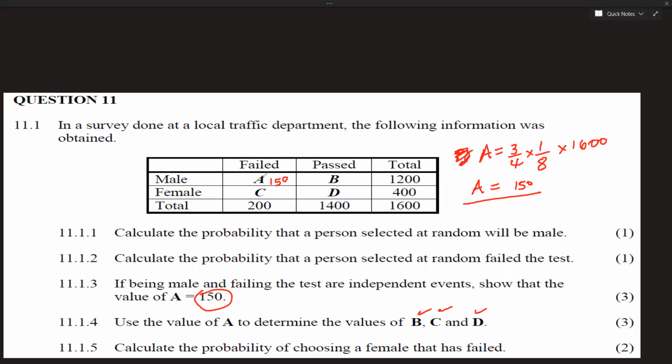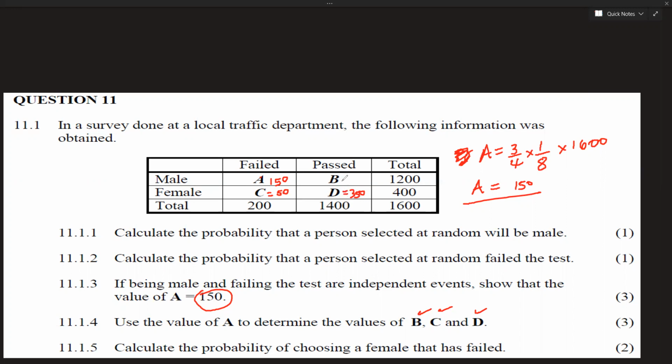So obviously, when I add A and C, I'm getting 200. So obviously, C must be 50, right? So that when I add this and that, I must get that one, right? Perfect. And then when I add C and D, I'm getting 400, right? So obviously here it must be 350 then, right?